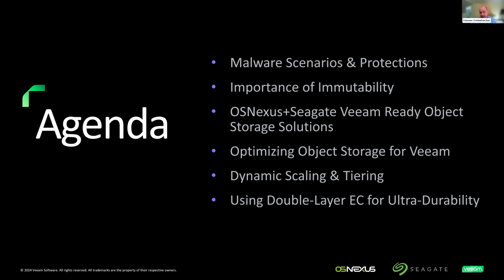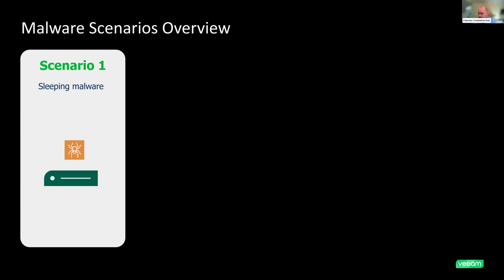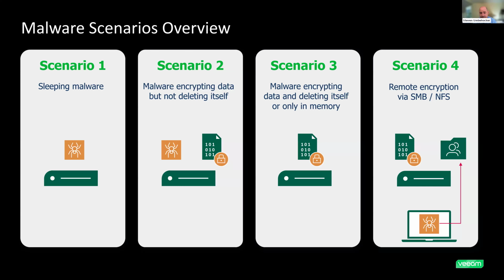And then we're going to go into some hardware solutions and a little bit on Seagate Live Cloud, and then into some of the unique features that optimize our object storage for Veeam backups. And then finally, we'll talk about double layer erasure coding and some techniques like that for really large Veeam environments. So with that, I'm going to pass the baton over to Steve to go over some of these scenarios.